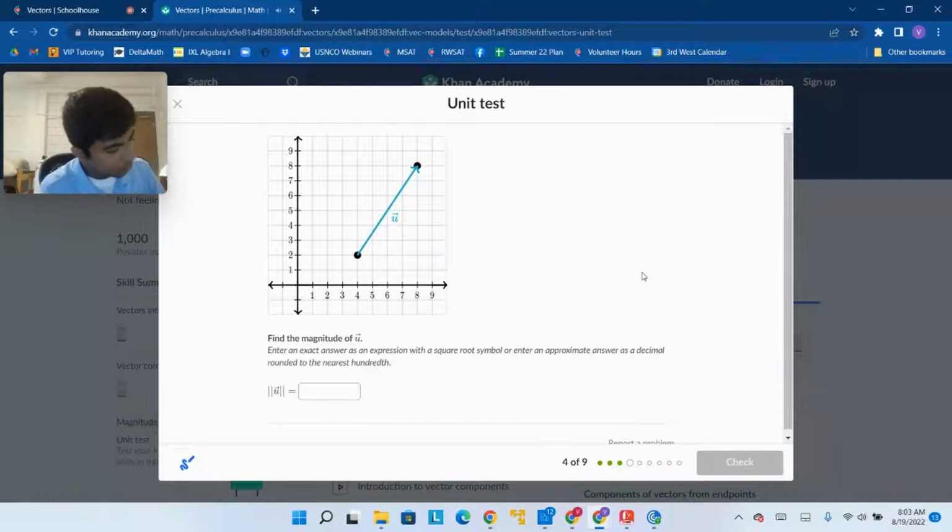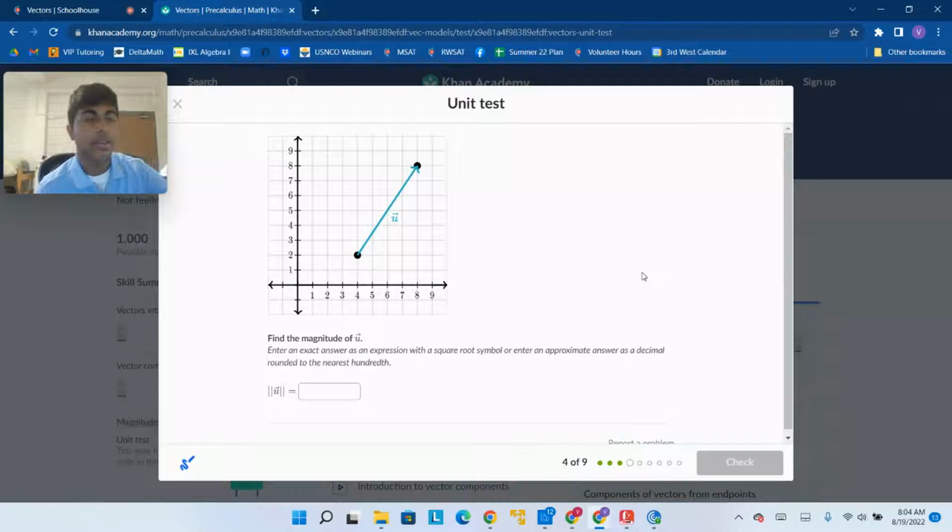Alright, find the magnitude of u. Let's see how we're going to do that. Well, we can see that this vector u, I'm going to write it in component form. So u is equal to what? Well, it's going from x coordinate of 4 to x coordinate of 8, so it's going up by 4 in the x coordinate, and it's going from y coordinate 2 to y coordinate 8, so that's plus 6 in the y coordinate.